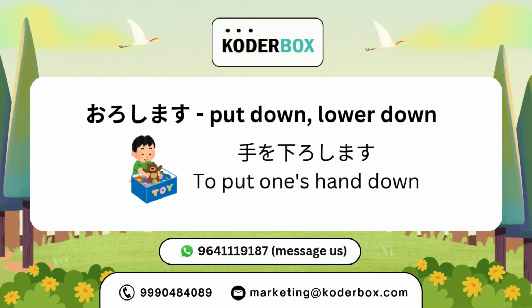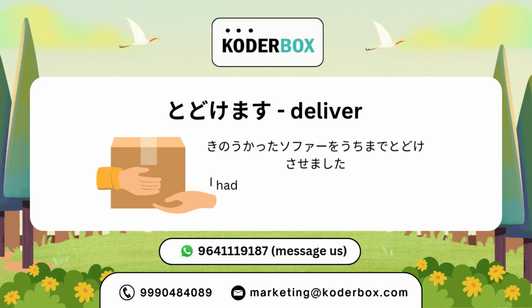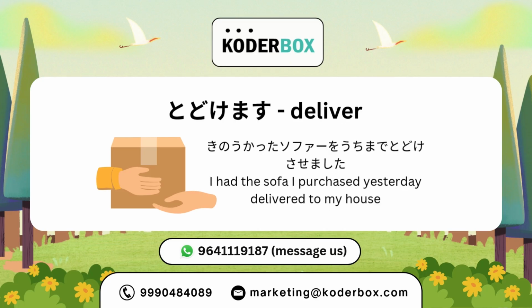Oroshimasu: put down, lower down. Te o oroshimasu: to put one's hand down. Todokimasu: deliver. Kino katta sofa o uchi made todokesasemashita. I had the sofa I purchased yesterday delivered to my house.